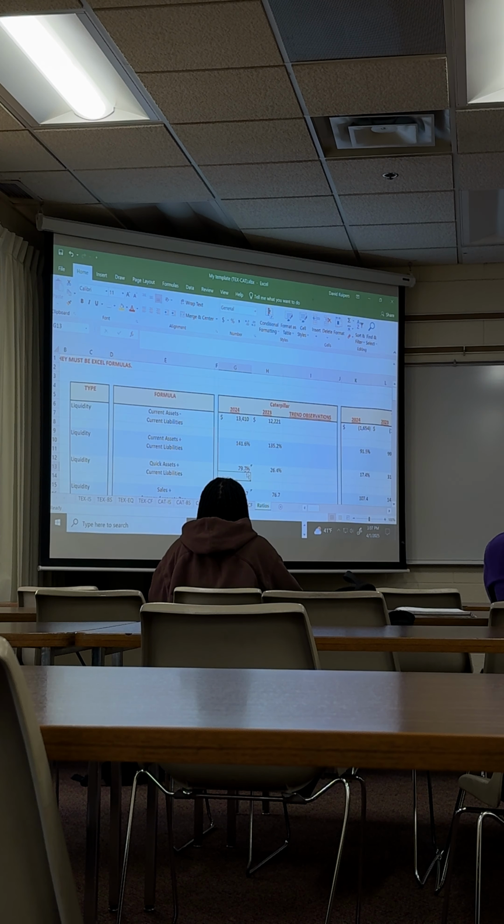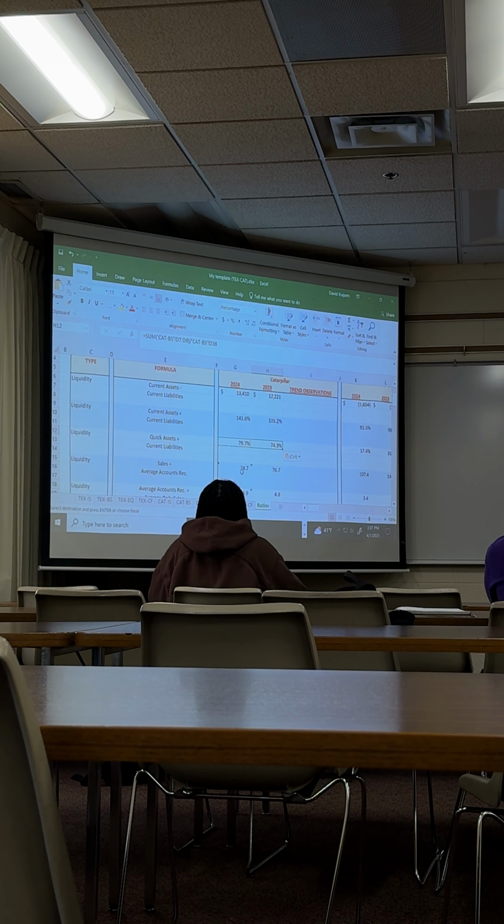And hit enter. Copy, paste formula. And by the way, all the formatting in these columns is all set. You don't need to touch any formatting. All we're doing is writing formulas.